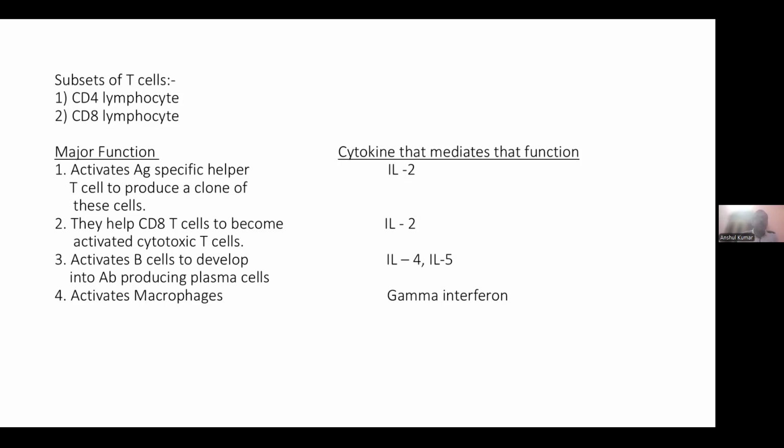So they activate antigen specific helper T cells to produce a clone of these cells. And as we discussed, a very important cytokine, interleukin 2, mediates this function. Again, they help CD8 T cells to become activated cytotoxic T cells, and the cytokine responsible is interleukin 2. Then third is the activation of B cells to develop into antibody producing plasma cells.